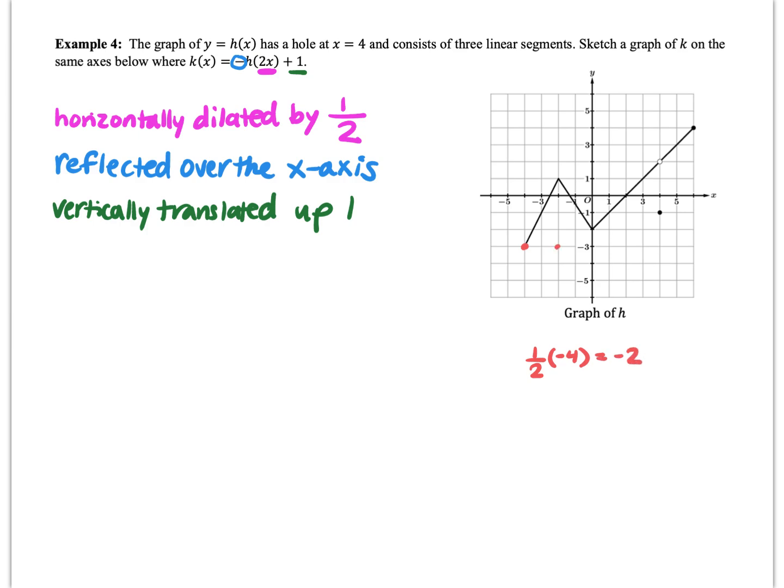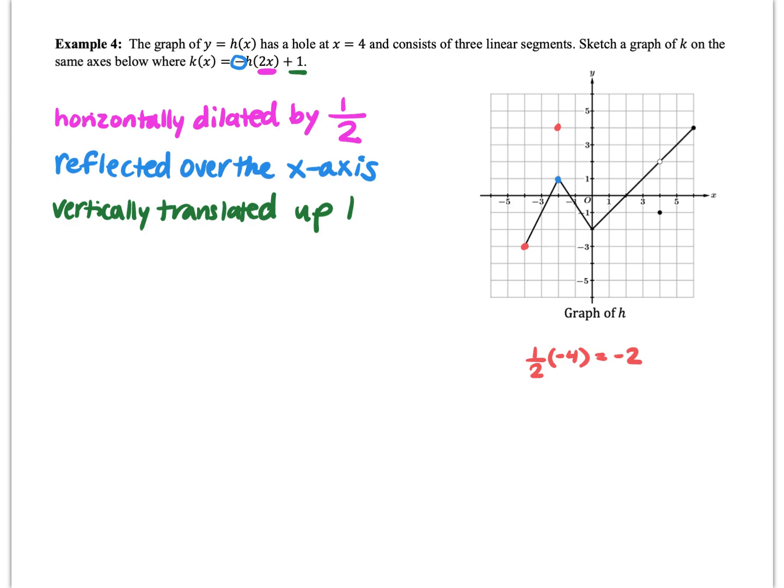Don't change the y yet. We're just changing the x here. And now we're going on to step 2, where we reflect that point over the x-axis. So it's going to move from 3 below the x-axis to 3 above. And then that point, we need to go up 1. So my ending point is going to end right here. These little points that I'm erasing were just guiding me there.